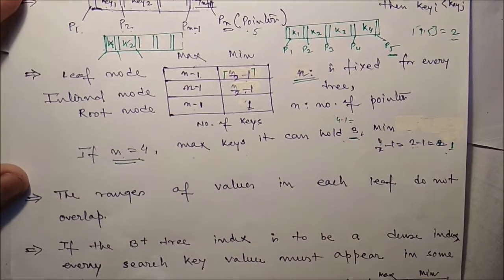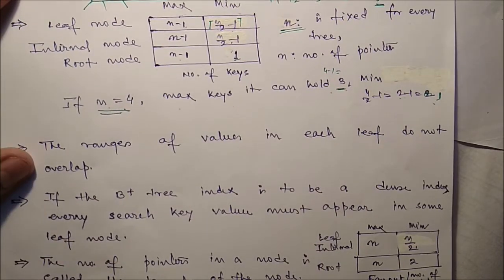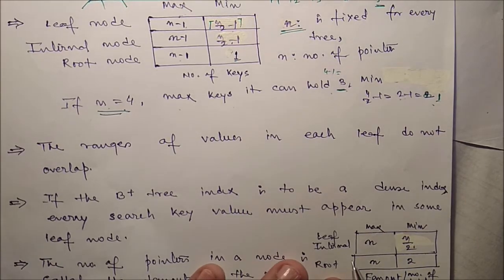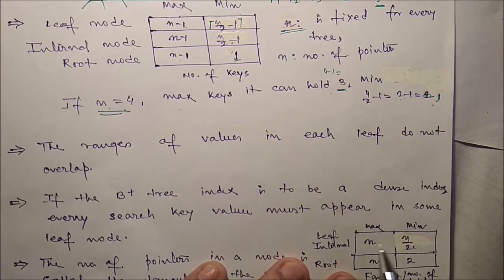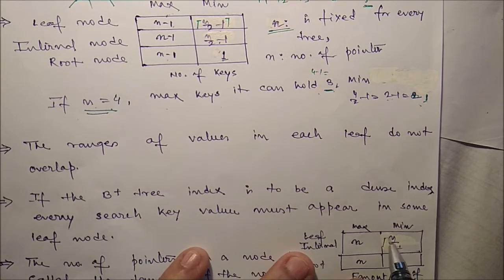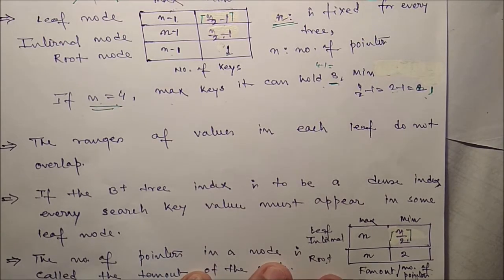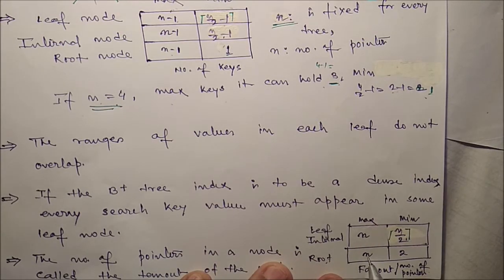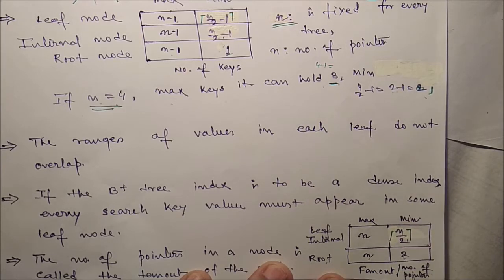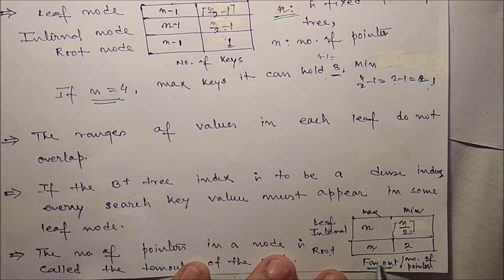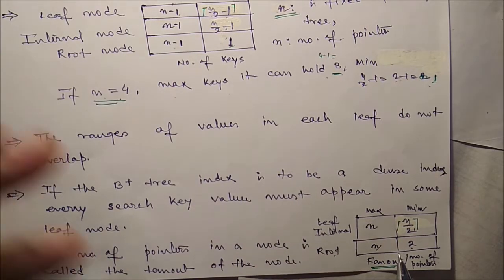Or conversely, you can say number of pointers. If it is a leaf or internal node, maximum it can store n pointers and minimum is n by 2 pointers. And if it is a root, the number of pointers maximum should be n and minimum should be 2. The number of pointers is also called fan out. Fan out means the total number of children it can form.